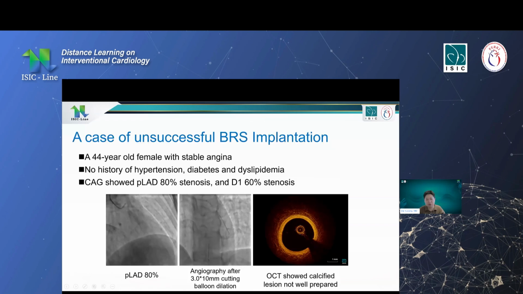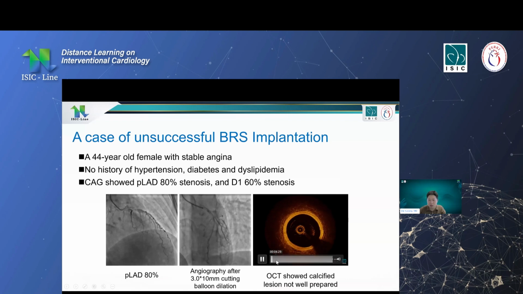And also, I'd like to show an unsuccessful BIS implantation case. This is also a very young female patient, a 44-year-old female with stable angina, also without a history of hypertension, diabetes, or dyslipidemia. The CAG shows very severe stenosis at the proximal LAD and 60% stenosis at the first diagonal. And OCT showed the lesion after 3.0 cutting balloon dilation preparation.